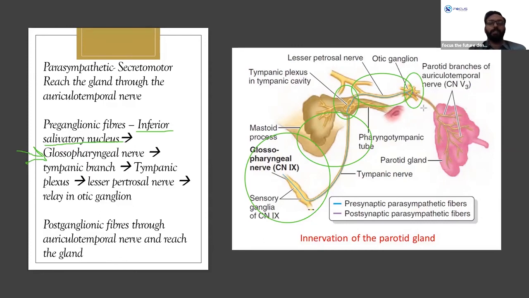Okay, so the difference here is that the superior salivary nucleus is involved in the submandibular gland. So you remember superior S and submandibular gland S. So for the parotid, it is the inferior salivary nucleus. Okay, so understand the difference between both.